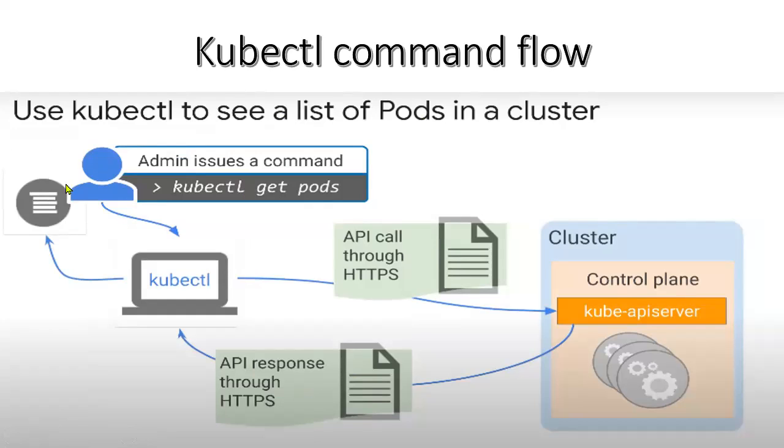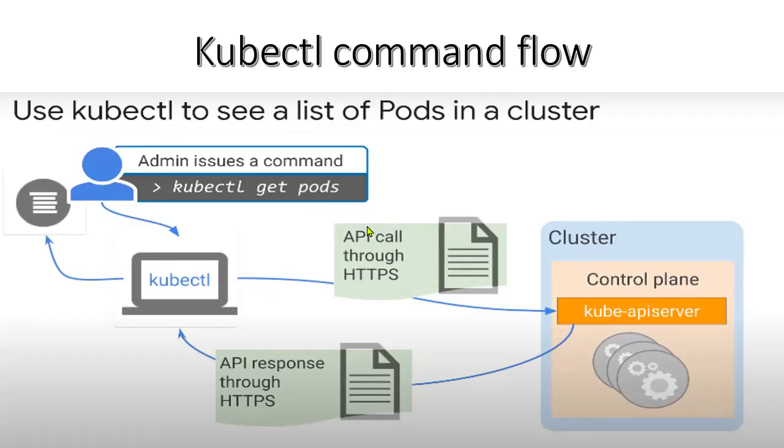This is the user. You are the user. You say kubectl get pods. This displays the pods information in your Kubernetes. Now Kubernetes sends the information to the kube API server by HTTPS calls, API calls. So when you say kubectl, actually it is making an API call.